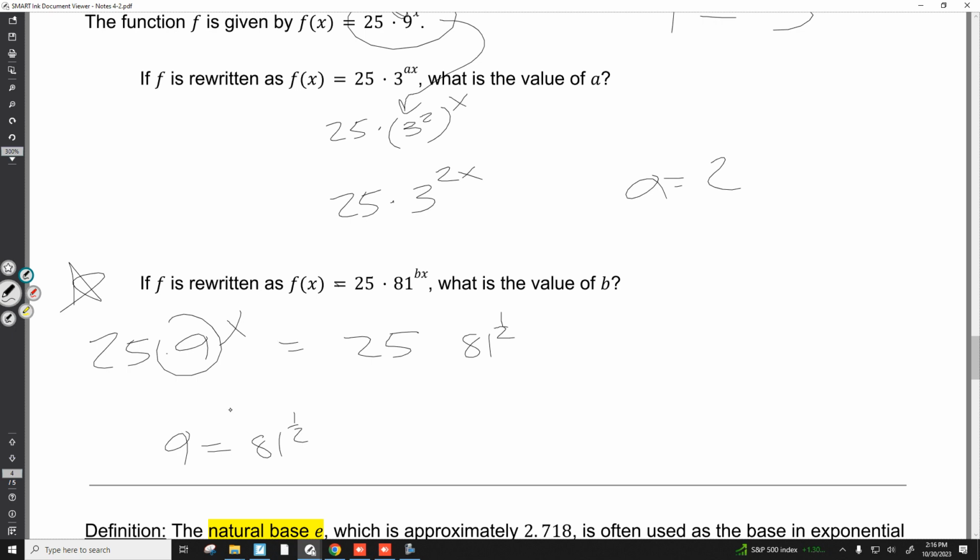I replaced 9 with 81 to the 1/2 because I want this 81 here. So I have 81 to the 1/2 replacing 9 to the x. Well, that can be written as 25 times 81 to the 1/2 times x. A power to a power, you multiply the power. B has to be a half. Okay.